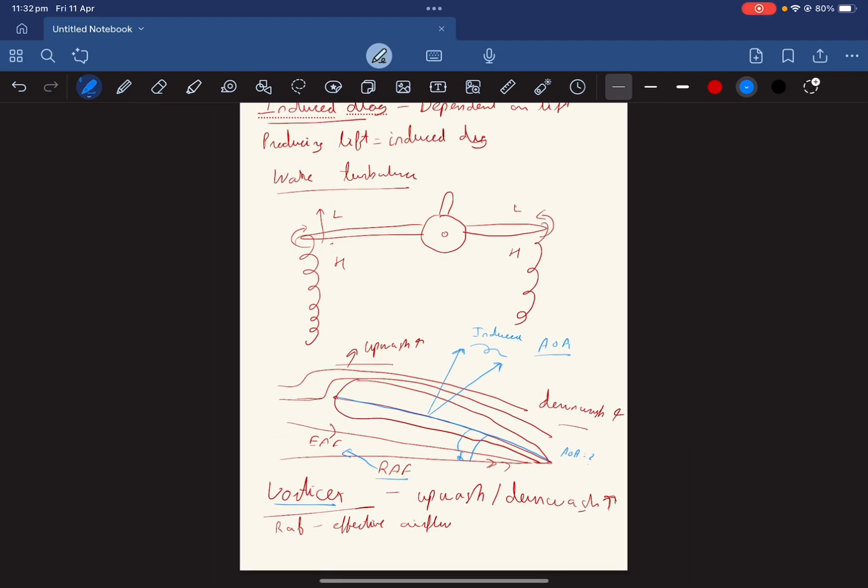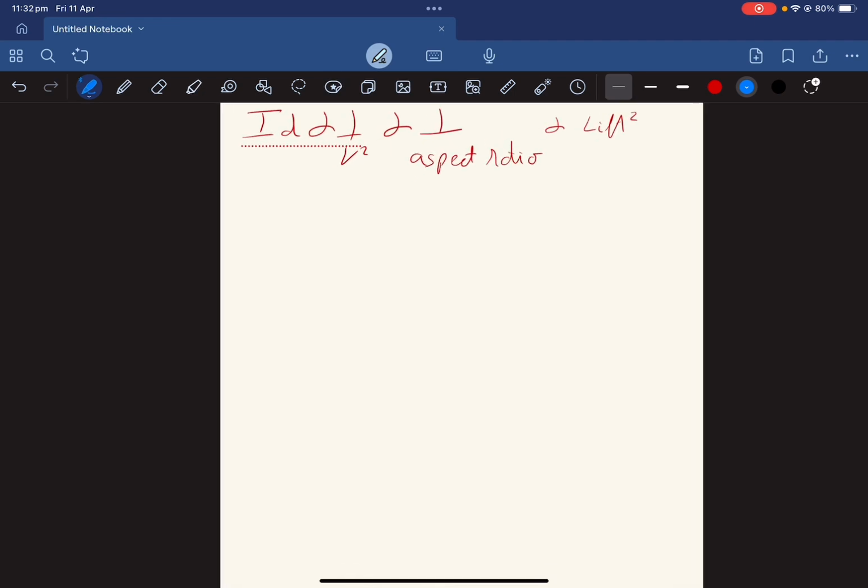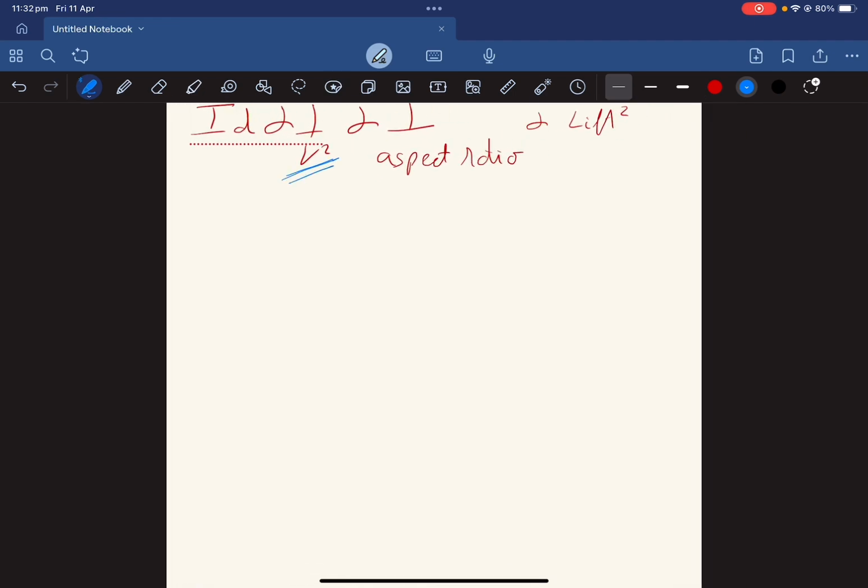So let's discuss the factors that affect induced drag. The first factor is going to be speed, the speed of the aircraft. I'm going to change the color over here. Yeah, so, induced drag.